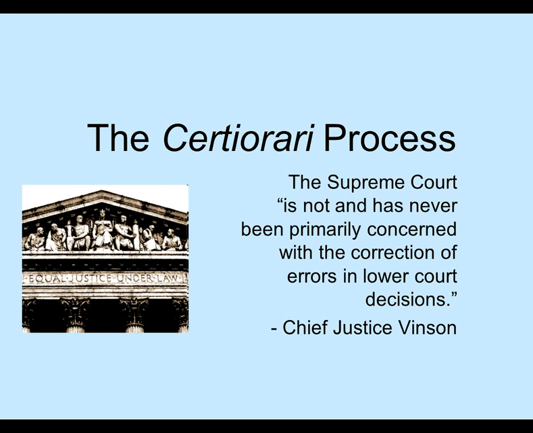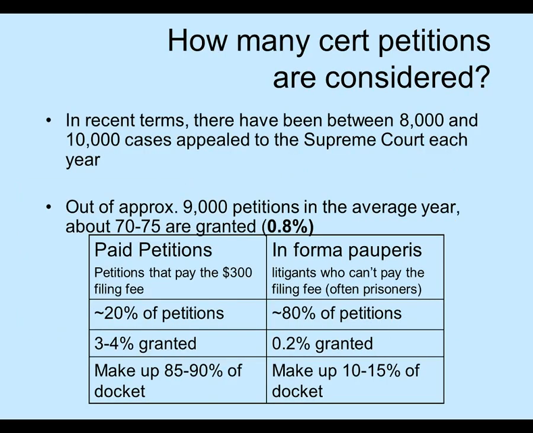Don't write this down. I just wanted to show you some statistics. So in an average year, between 8,000 and 10,000 applications for certiorari go before the Supreme Court. And they're going to hear, on average, less than 100. There are two categories, which I thought were kind of interesting.